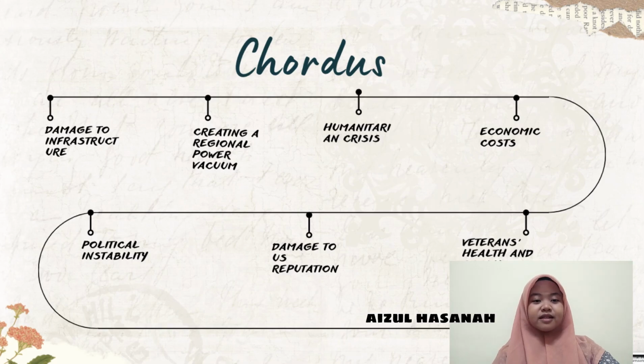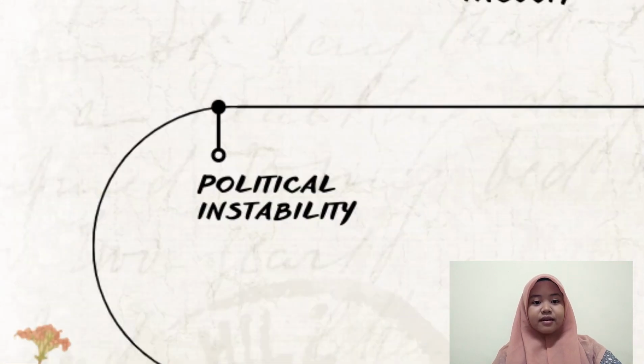Hello everyone, my name is Aizul Hasanah, and here I want to continue the explanation regarding the aftermath of the United States invasion of Iraq. Okay, the fifth is political instability. The Iraq War caused political instability in the region, which has had ongoing consequences, and it weakened the power of the Iraqi government, leading to a rise in sectarianism and a growth in extremist groups. The war also had a destabilizing effect on neighboring countries, including Syria, which descended into civil war.